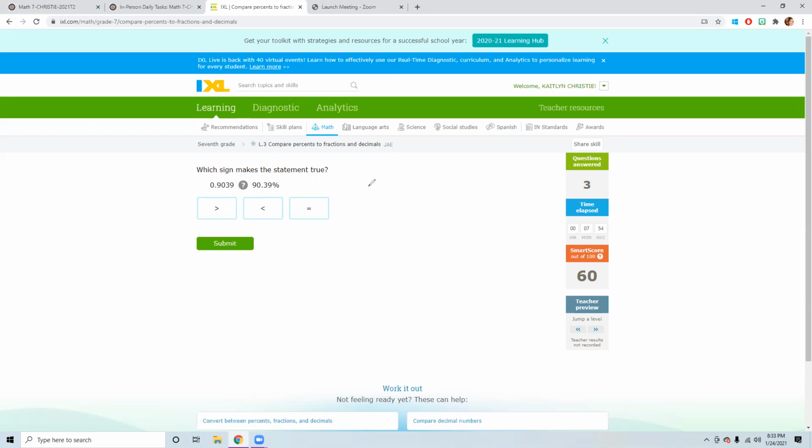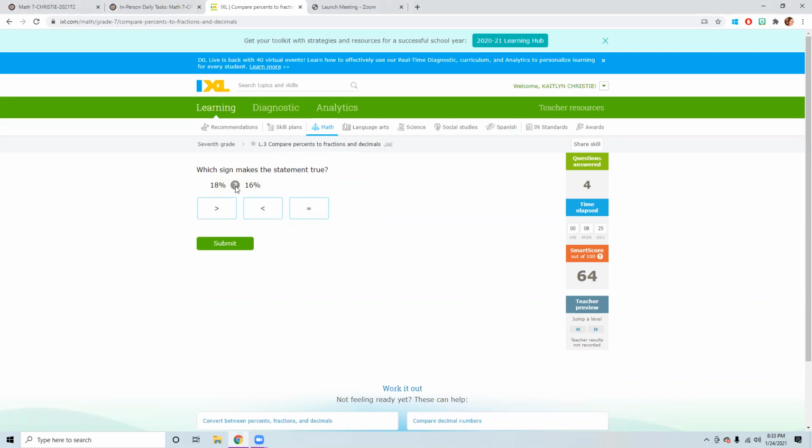So if I take this percentage, 90.39, and I wanted to make this percentage into a decimal, I'm moving that decimal 1, 2 to the left. And so that's going to give me 0.9039, which, hey, would you look at that, is the exact same as the other one. So that means that this is an equal statement.